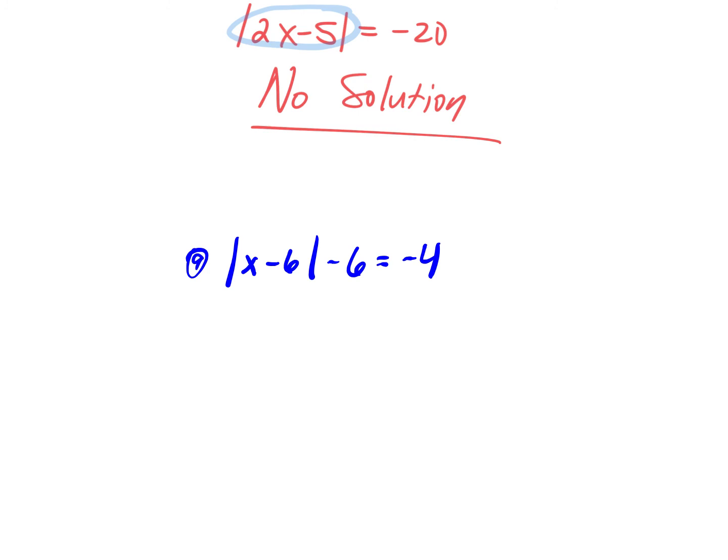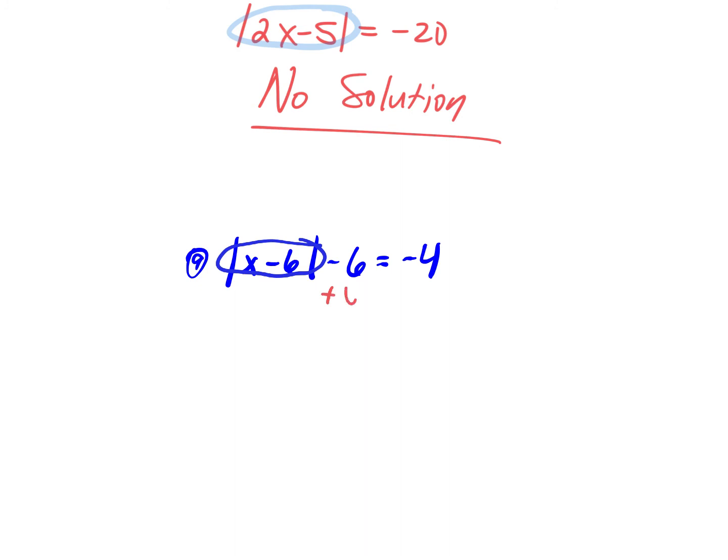All right, this equation is set equal to a negative number. Should I just cross it out and write no solution? No. Why not? Because you have to first isolate your absolute value, right? Let's get the absolute value all by itself first before we say if it's no solution or not.